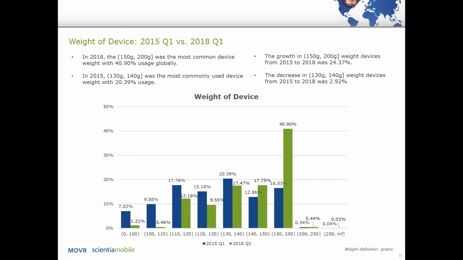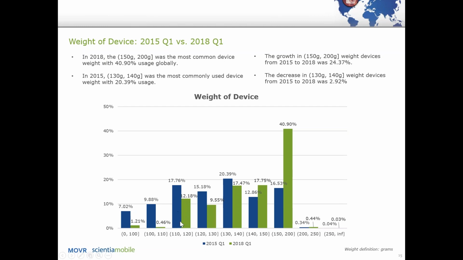So we have a database of many billions. I can't remember what it is. I think we're over 60 billion device hits and observations at this stage. And we can go back 3 years and see how things have changed.